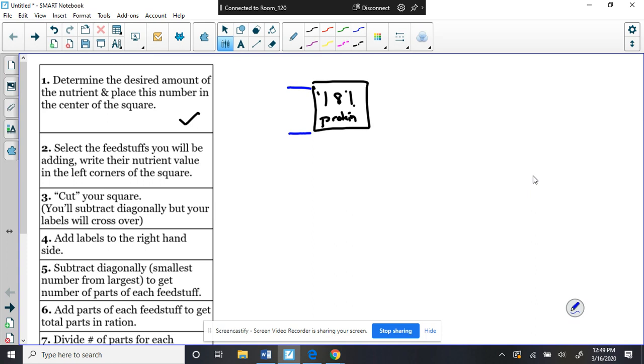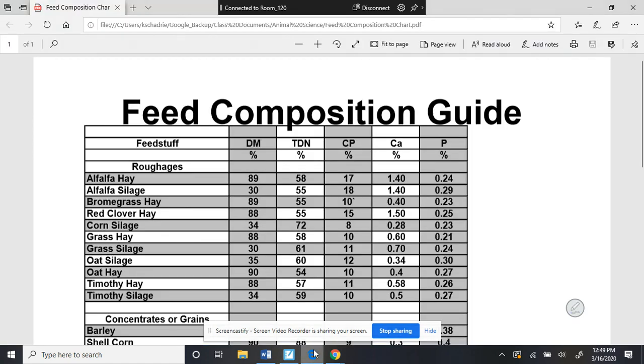There's one super important rule about this, and that is that whatever feedstuffs you use, one needs to be above this 18% and one needs to be below. And that's important because the whole goal of this process is balancing 2 ingredients to get something in the middle. So if you don't have one that's higher and one that's lower, you can't get them to balance to some midpoint. So again, we're going to go for 18% protein for our example.